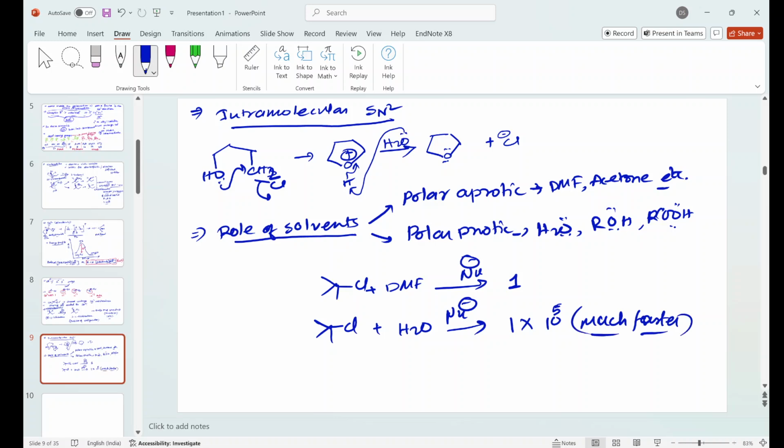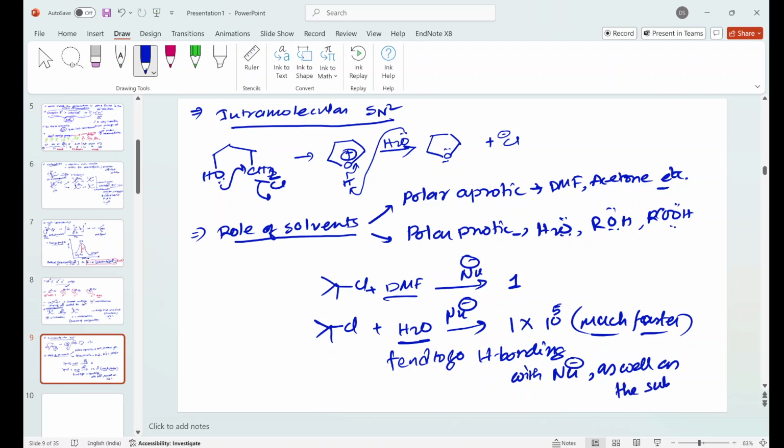So why does this happen? This is the solvation effect of the polar protic solvent. So if you have something like that, they tend to go hydrogen bonding with the nucleophile, okay, as well as the substrate. Okay, so either way it can work. It can sometimes increase the reactivity of the nucleophile or it can decrease it also.